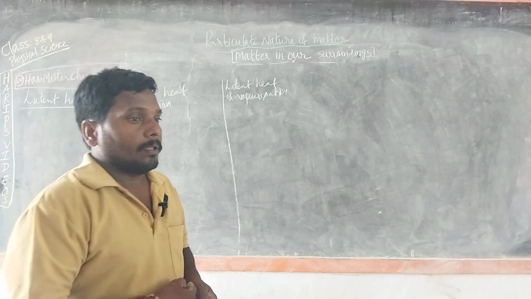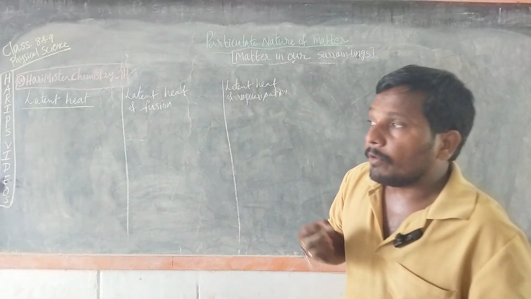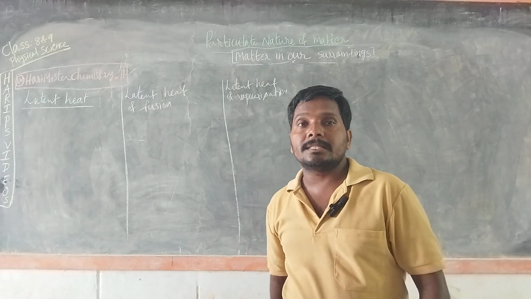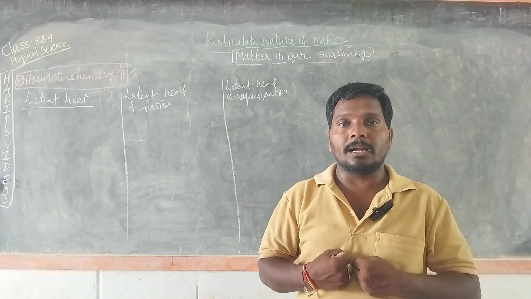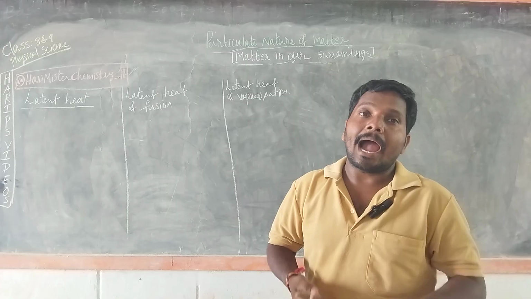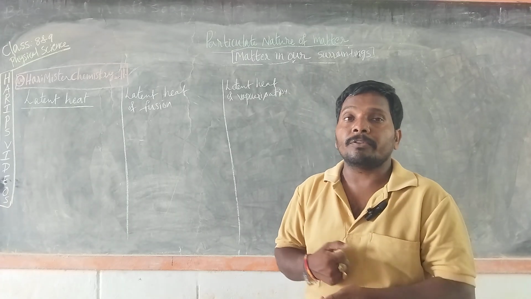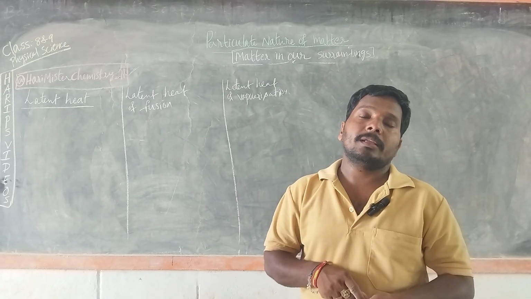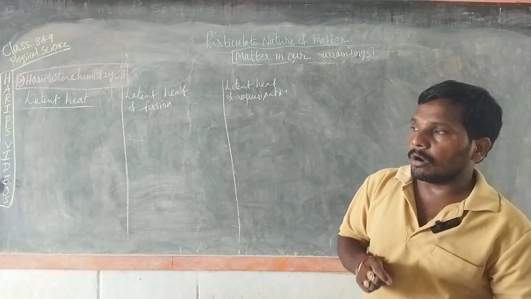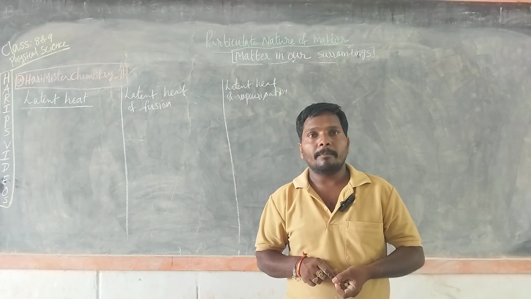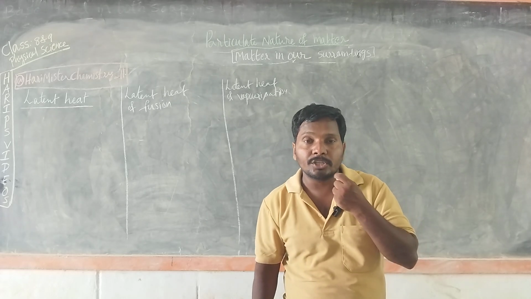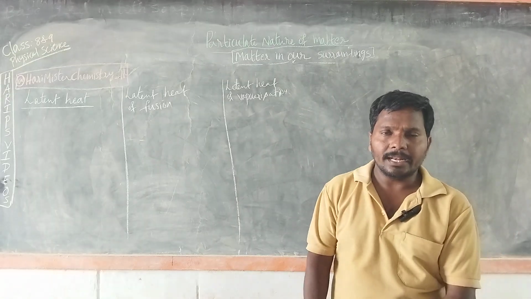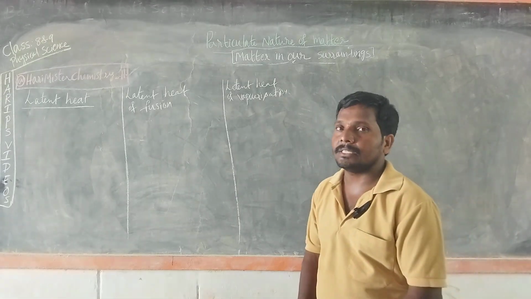Why does this happen? We are heating continuously. Where does that heat energy go? That heat energy is absorbed by the particles and hidden in the substance. For what? To break the force of attraction between the particles or molecules of the substance. So that hidden energy is called latent heat.